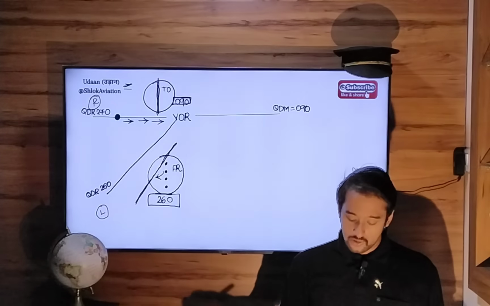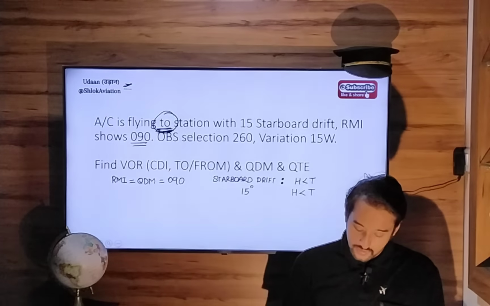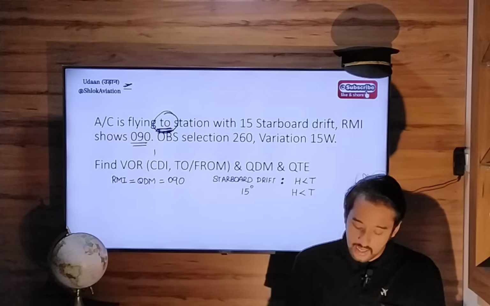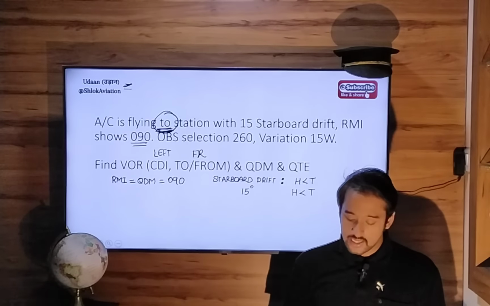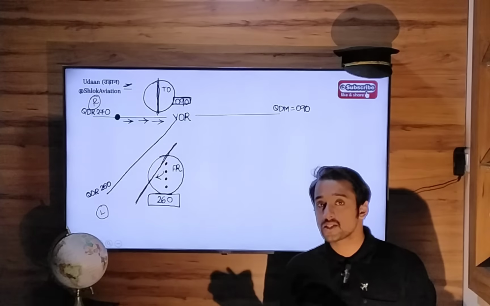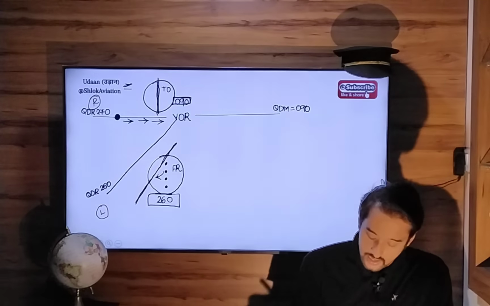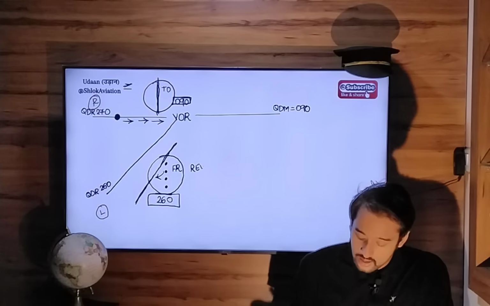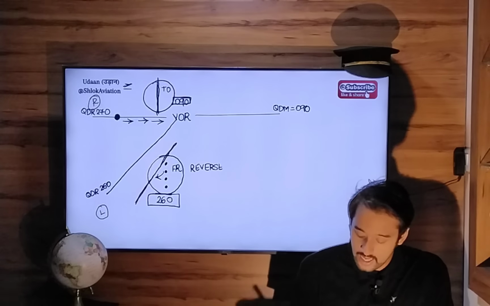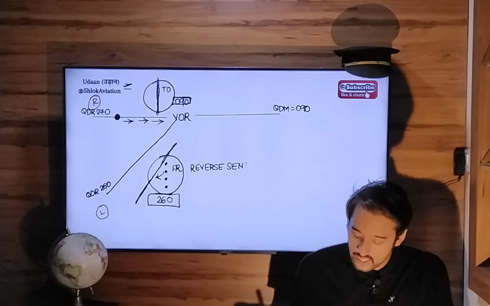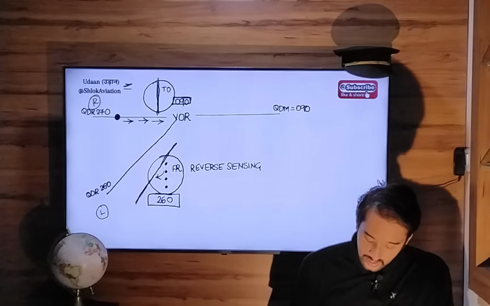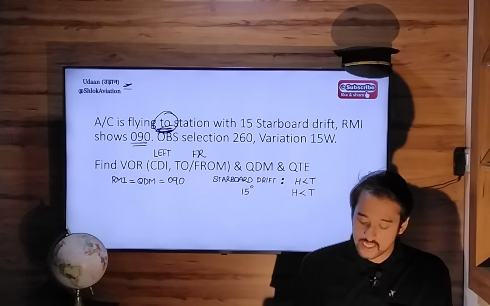Okay, so this is the answer. So CDI needle left, TO-FROM indication will show FROM. And what kind of sensing is this? Is this a normal sensing or a reverse sensing? It is a reverse sensing. This will be your reverse sensing. Why reverse sensing? Because it's given in the question that you have to fly towards the station.